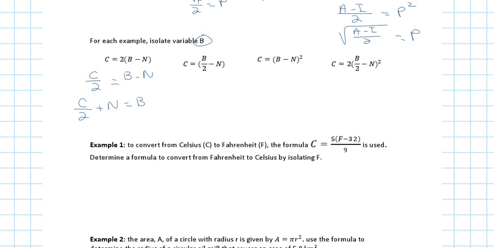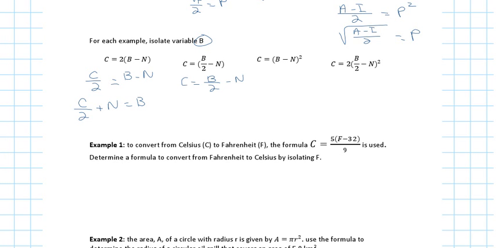How about the next one? Bring the 2 over. No, because it's not under the whole thing. Okay? So in this case, first of all, the brackets mean nothing. I don't even need them, right? If I'm going to evaluate this, I'm going to do B over 2 first, then I'm going to subtract N, right? So when I'm isolating, the first thing I want to get rid of is the N.